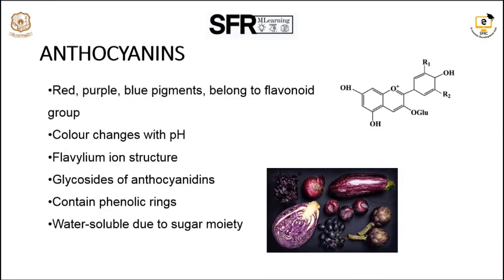So the next one is anthocyanins. Anthocyanins are a water soluble pigment. Those first two pigments we have seen, the chlorophyll and the carotenoids, are fat soluble pigments. So all the other pigments are water soluble pigments.